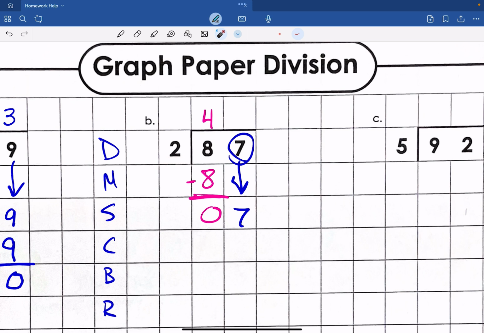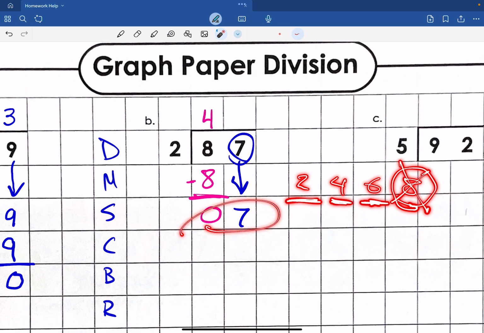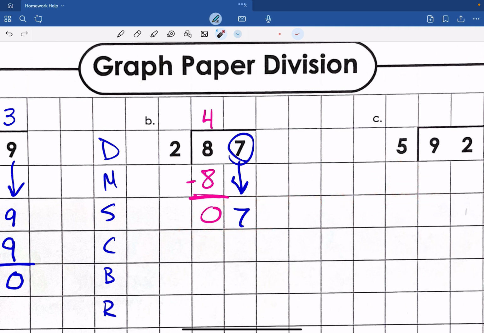If I count by 2s, I'd get 2, 4, 6. 8 is too big, so I can't go in that many times. So I can go in 1, 2, 3 times to the 7. So 2 can go into 7 3 times. We're going to put our 3 up top, and that was the divide step.